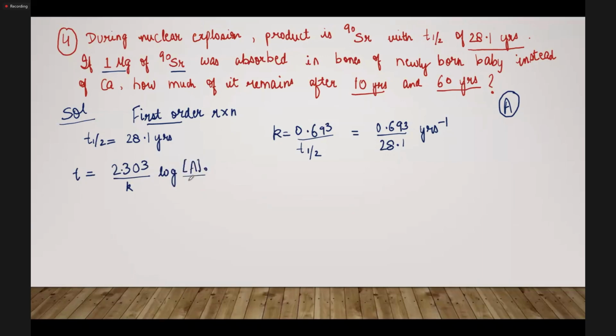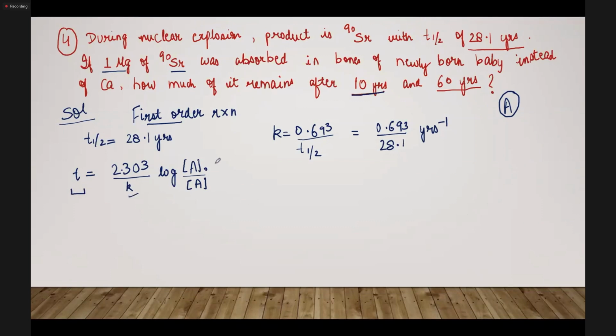Log of A naught, initial concentration by final concentration. Okay, so this is the integrated rate law for the first order reaction. Now, for this part, just for 10 years, so you take this T value to be 10 years. You know the value. See, in this equation, what do you know so far? You know T. It is being given in the question. You know the value of K.